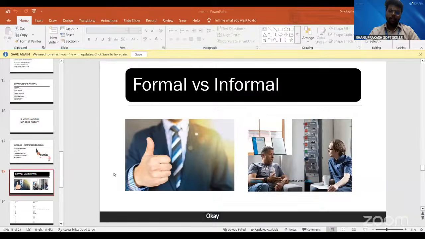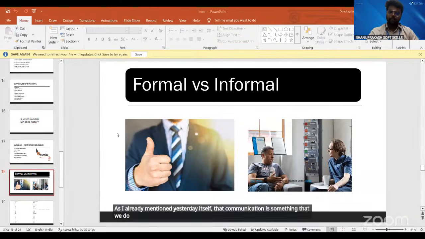Okay, all right. We shall start the session. As we discussed a lot of things related to soft skills yesterday, like why it is important and why you are learning right now, there are a few other things that got left to discuss. As I already mentioned yesterday itself, communication is something that we do every day. But what special communication that you need to develop is the formal communication.